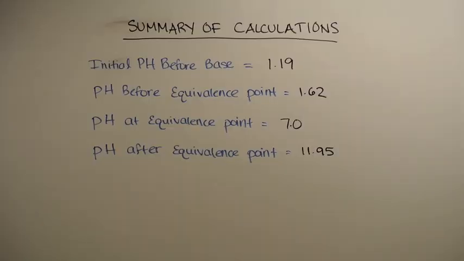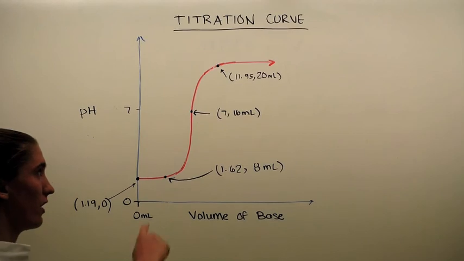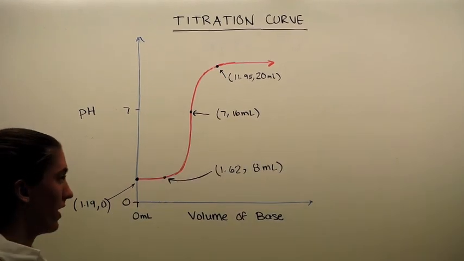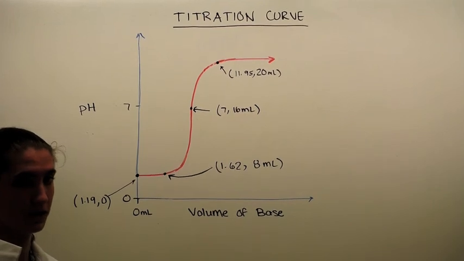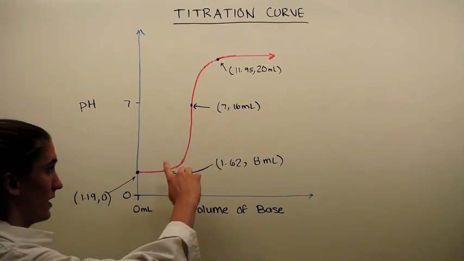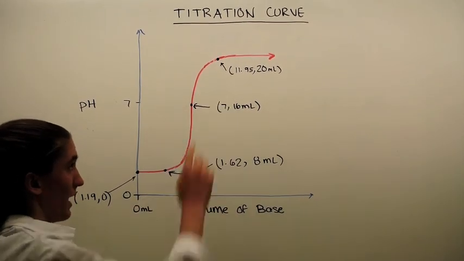This table shows the final results from our calculations. As you can see, the graph increases quite steeply. That's why, once you start to get near the equivalence point, you must be very careful to add the base in very small increments. Otherwise, since this part is so steep, it's very easy to pass the equivalence point.